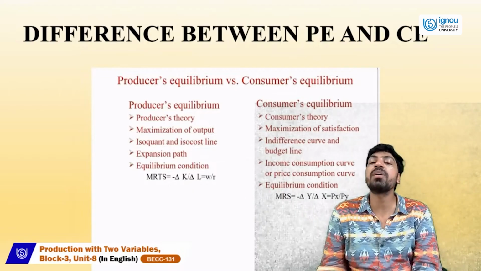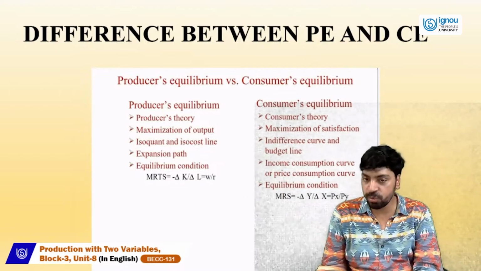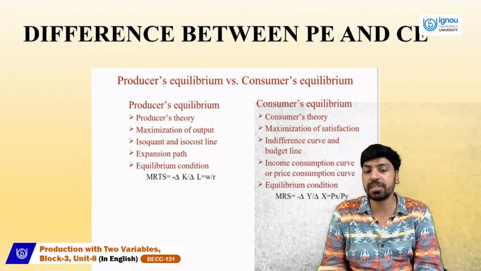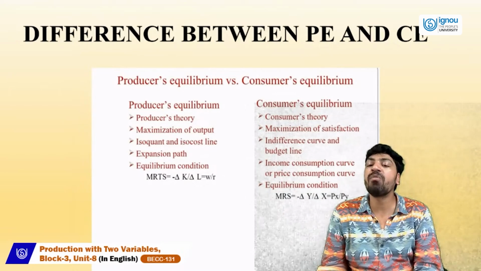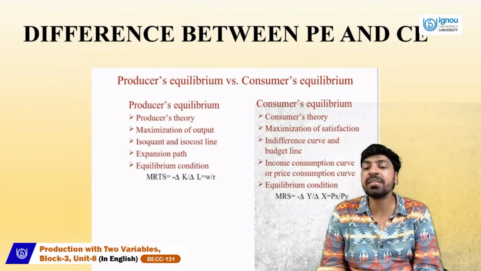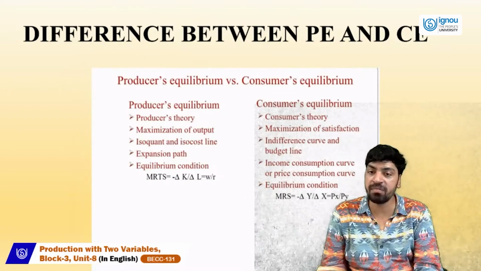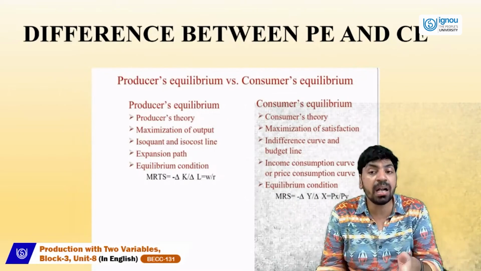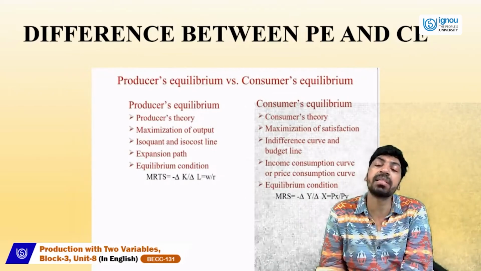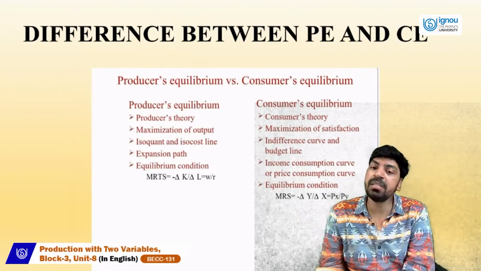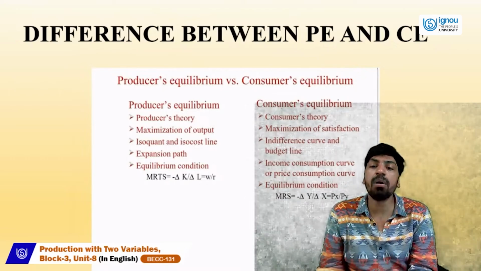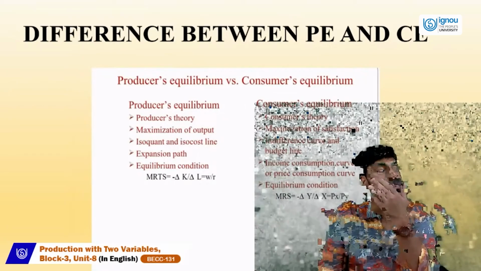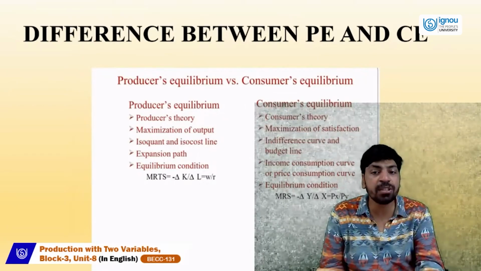Income consumption curves or price consumption curves will be used. The equilibrium condition is that the marginal rate of substitution, delta Y by delta X, is equal to price of X by price of Y. Where we talk about the budget line, we talk about the money income with respect to the prices of the two variables X and Y.